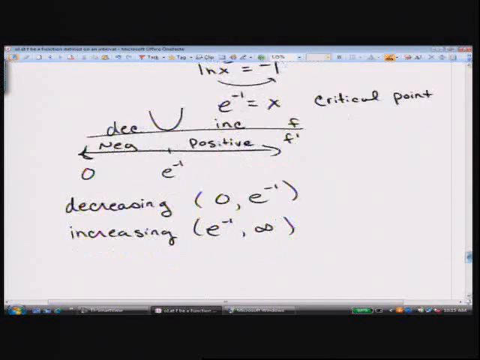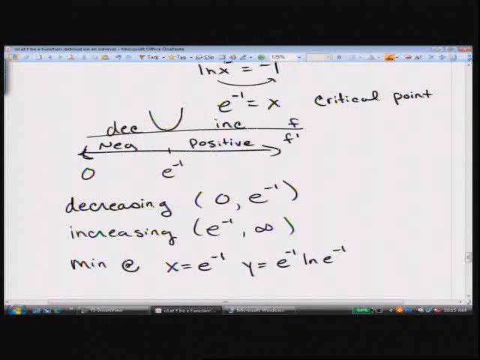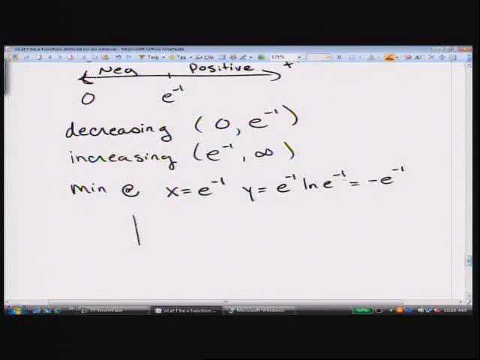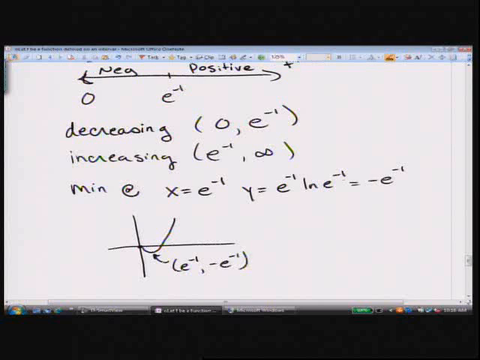All right? And so we have a min at x equals e to the negative 1, and the y value is e to the negative 1 times ln of e to the negative 1. But you remember the power rule that brings this in front, so that's just going to be a negative 1. Ln of e is 1, so this is just negative e to the negative 1. That's your y value. And so you can graph this. It starts at 0, 0, and then it just has a little min here, and then it goes like that. So this is the point e to the negative 1, comma, negative e to the negative 1, which is like 0.36.